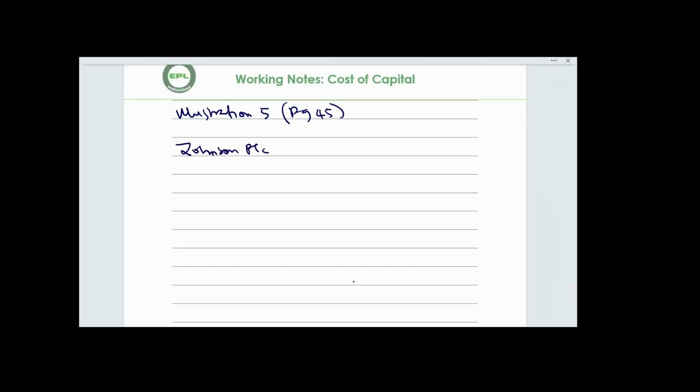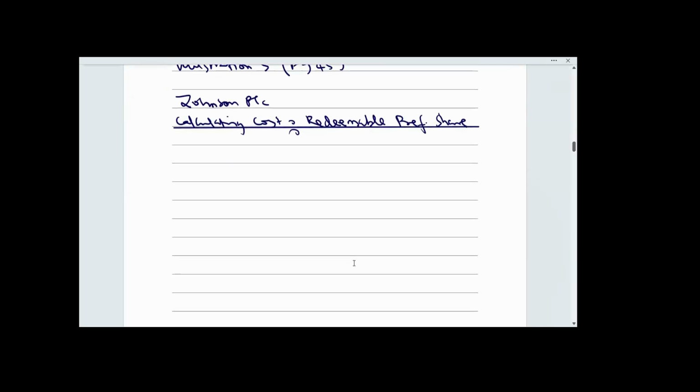All right. So calculating cost of redeemable preference share. Okay. How do you do this? Let me just put it down. This will be calculated. Let me put it down for you. This will be calculated as internal rate of return.